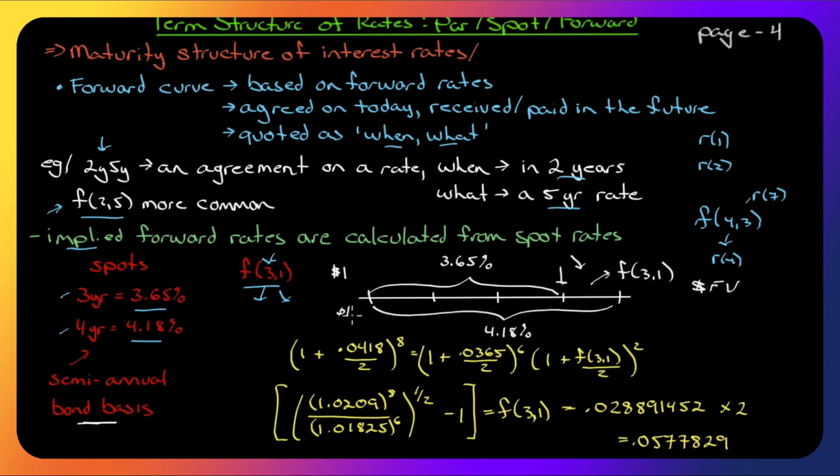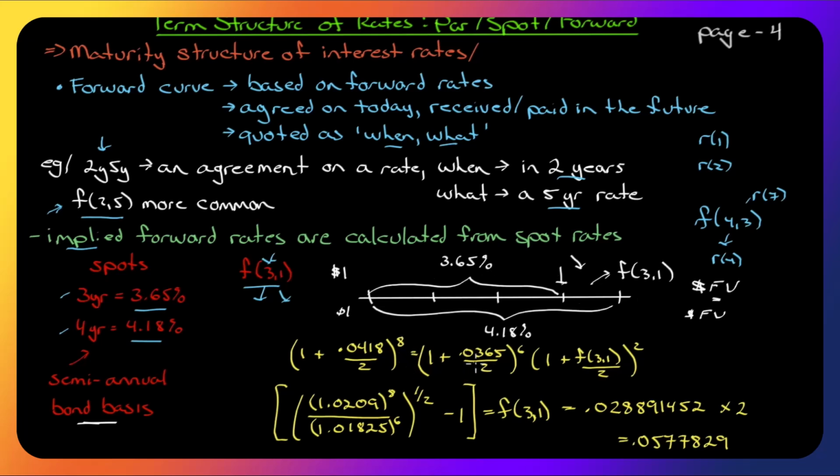Let's also take that same $1 and invest it at 4.18% compounded semi-annually for 4 years, and we'll end up with some future value. Those two values should be identical. Well, that's how we solve for this particular rate. So 1 plus, here's our 4-year rate divided by 2 because it's semi-annual, to the power of 8. 4 times 2 is 8, must equal the investment on the top of the line.